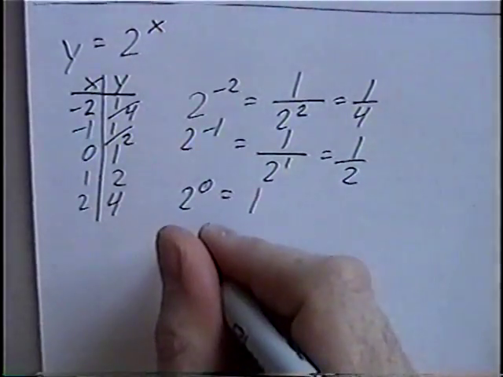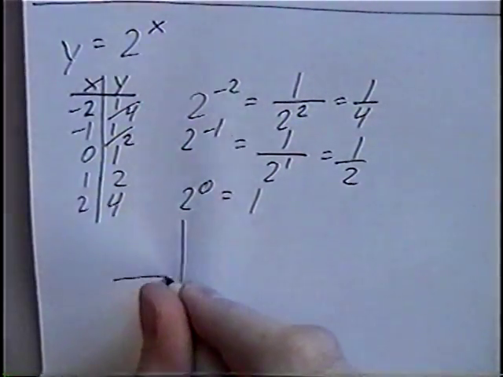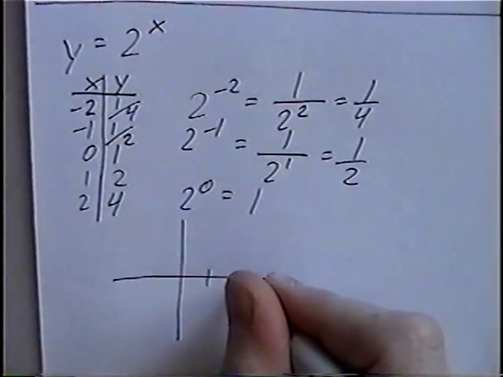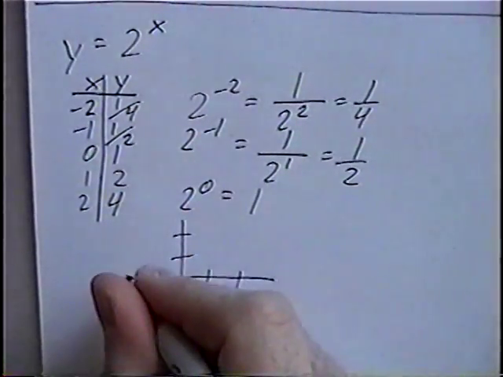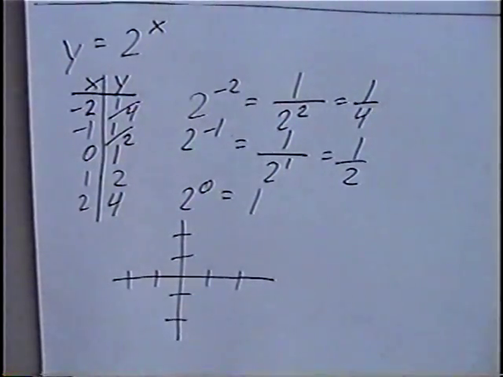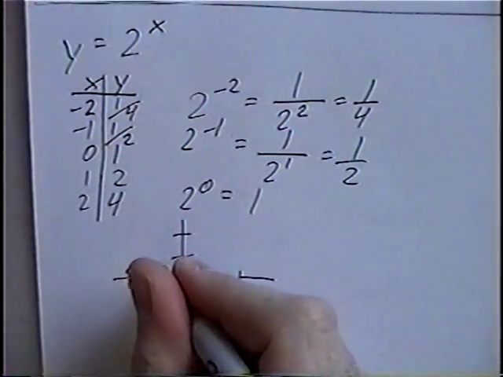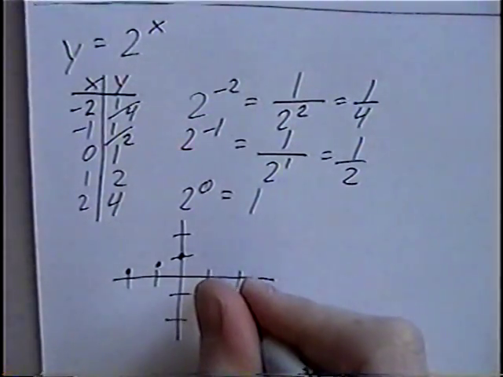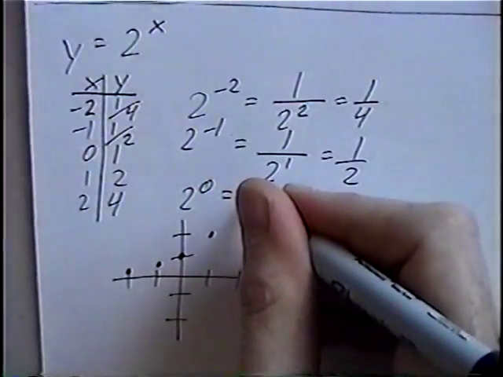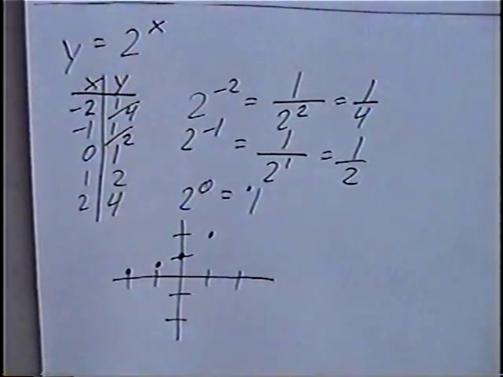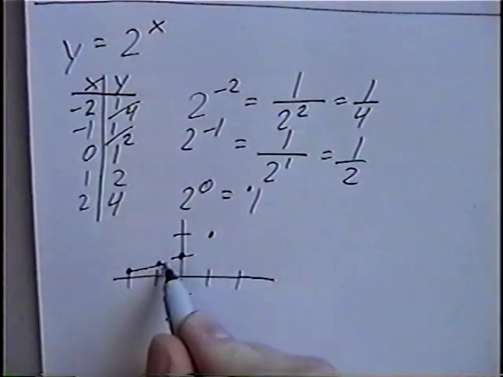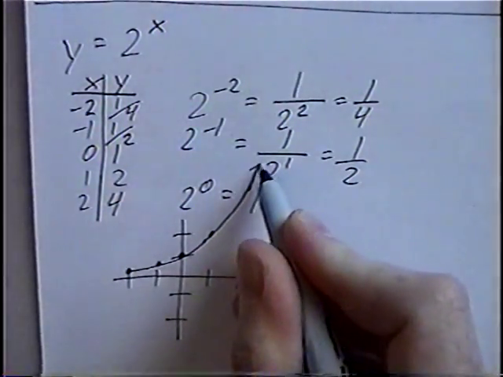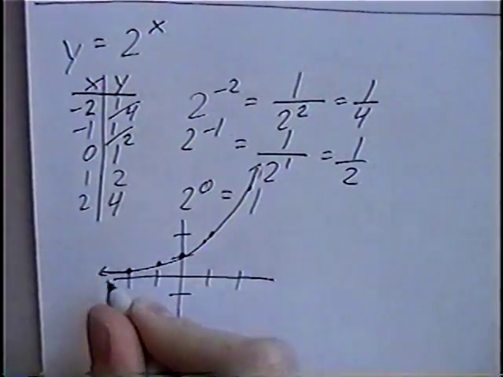Once you have your table of values, you can draw your xy axis. The first point, -2, 1/4. -1, 1/2. 0, 1. 1, 2, and 2, 4 would be up higher. If you connect the points, they'll kind of curve up, and the left side will go parallel to the x-axis.